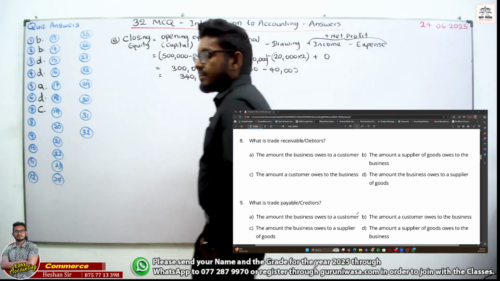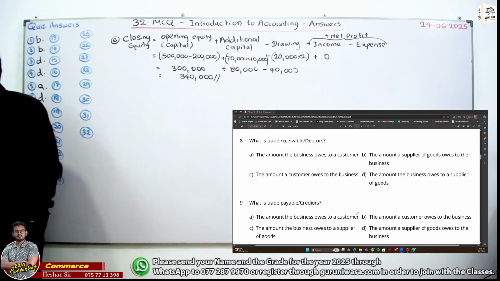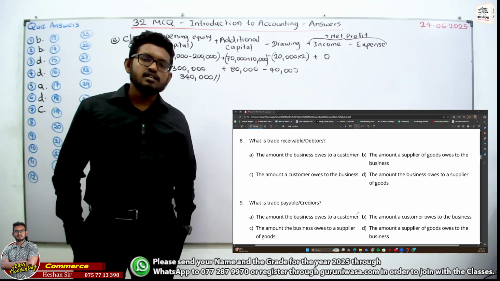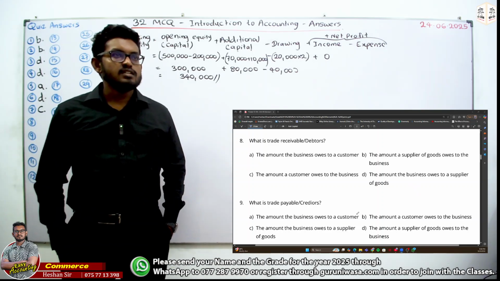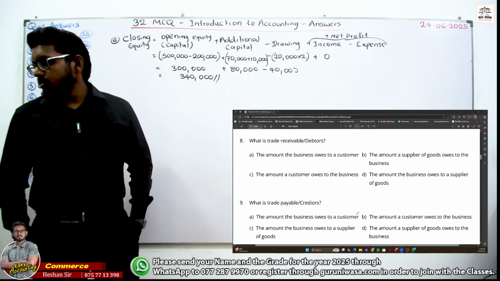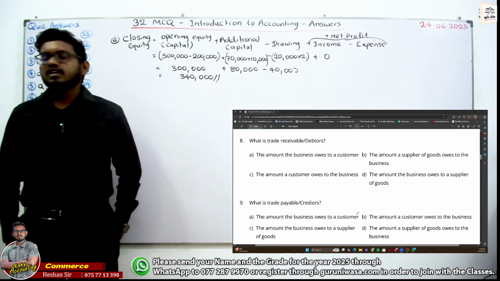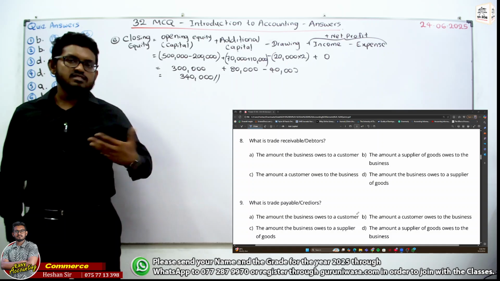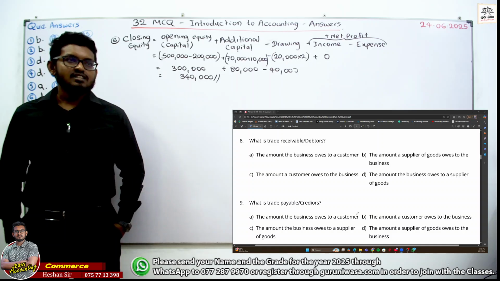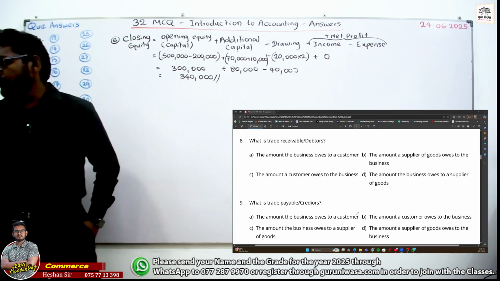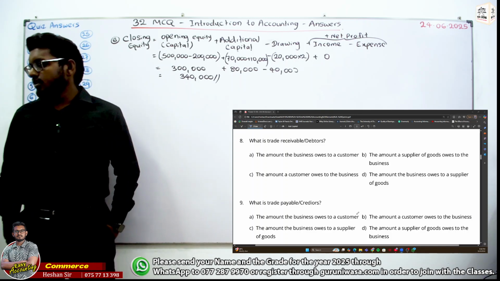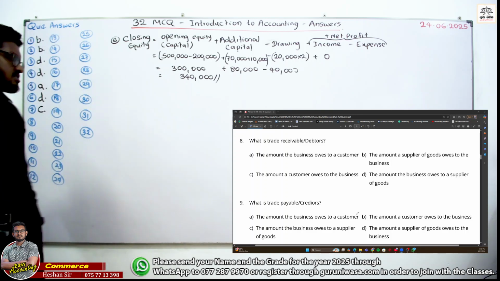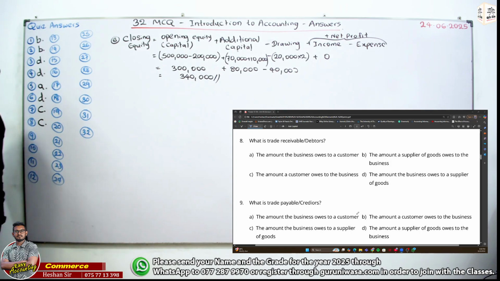What is trade debtors? What is trade debtor, receivables or debtors? Who are debtors? They took stocks from us on a credit basis. Right? Let's see the answer like that. The amount the business owes to the customers. Owe means liable. No, the business is never liable to customers. Understand? The business is only liable to suppliers. The amount a customer owes to the business. That is the answer. Customer owes to the business.